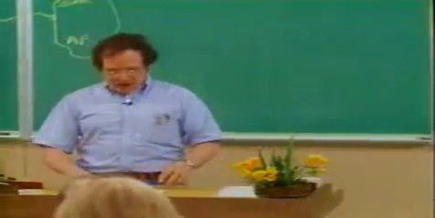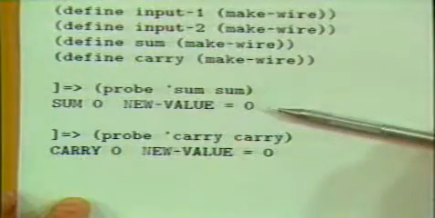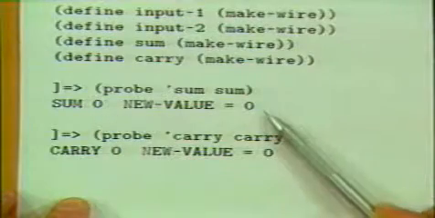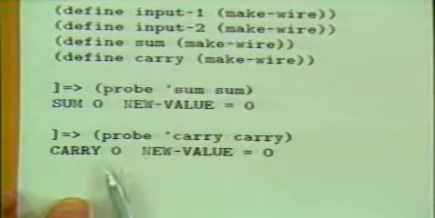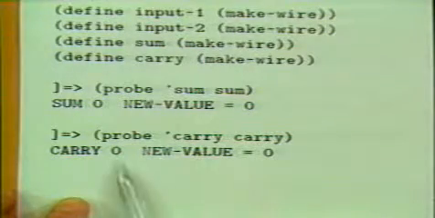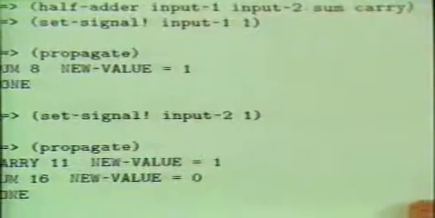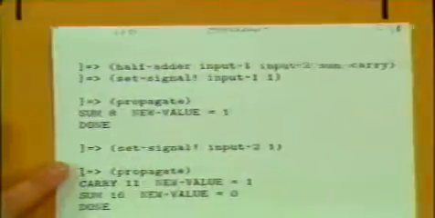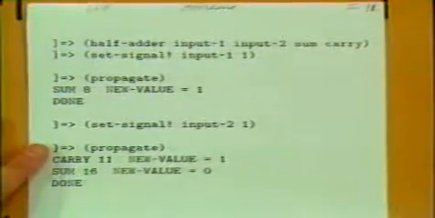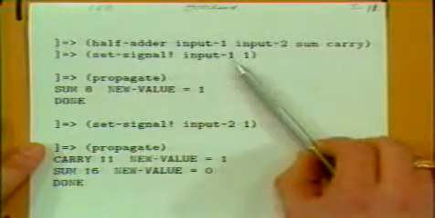And then once we have that, of course, when you put the probe on, the first thing it does, it says the current value of the sum at time 0 is 0. And the value of the carry at time 0 is 0. And then we go off and we build some structure. Like we can build a structure here that says we have a half adder on input 1, input 2, sum and carry, and we're going to set the signal on input 1 to 1.